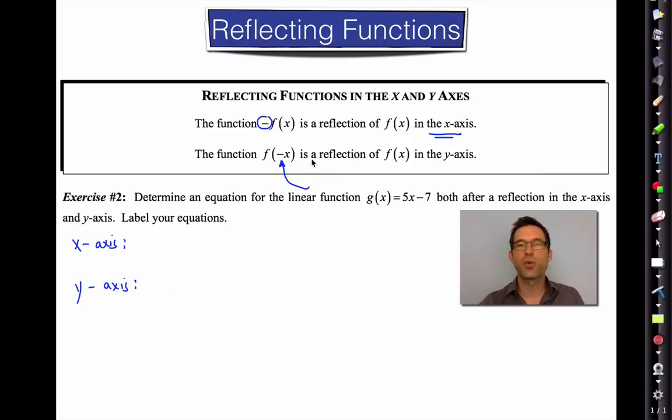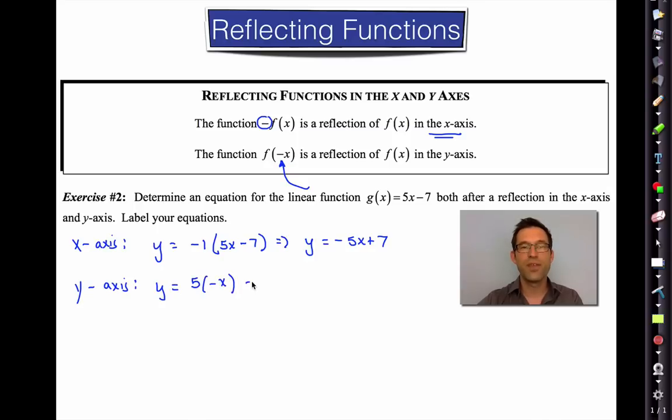Well, for the x-axis, to reflect it, we have to negate the entire function. We have to take the entire function and multiply it by negative 1. So that actually is pretty much it. But if you want to simplify this, we would get y equals negative 5x plus 7. On the other hand, if we're reflecting in the y-axis, we have to negate only the x value. Again, that's a perfectly good way to leave it, but 5 times negative x would be negative 5x, and then that negative 7 stays the same.